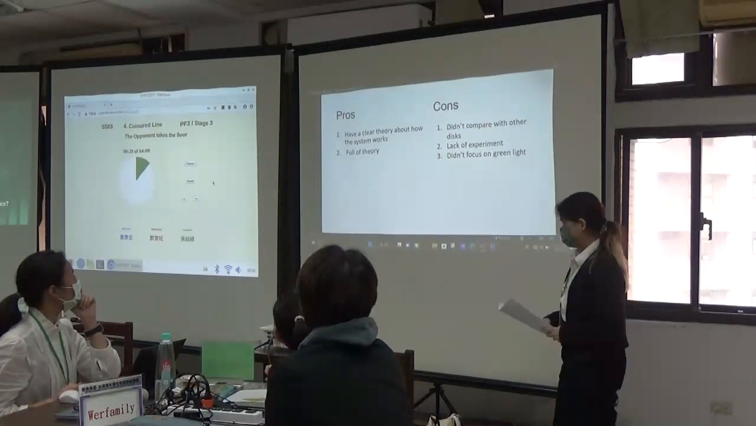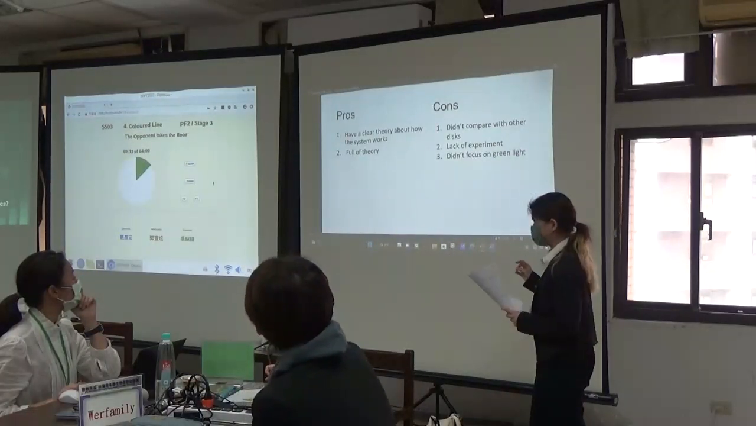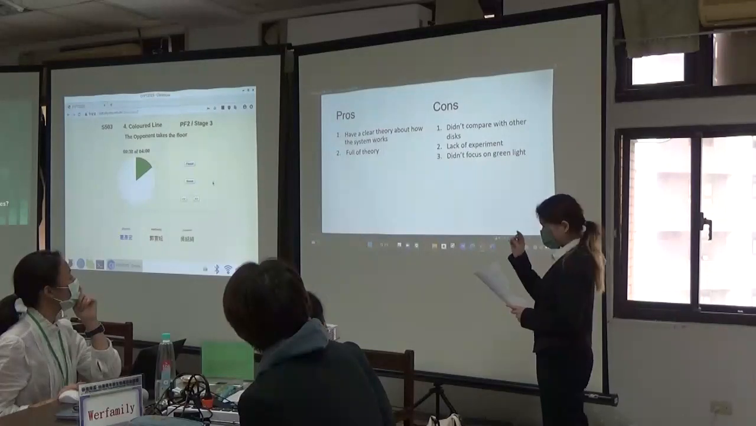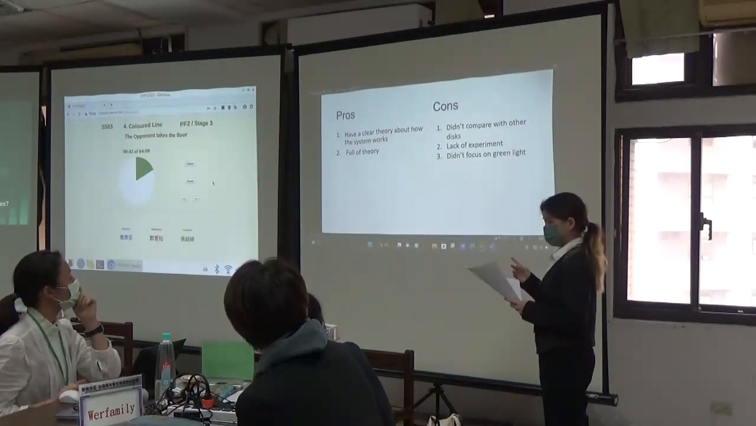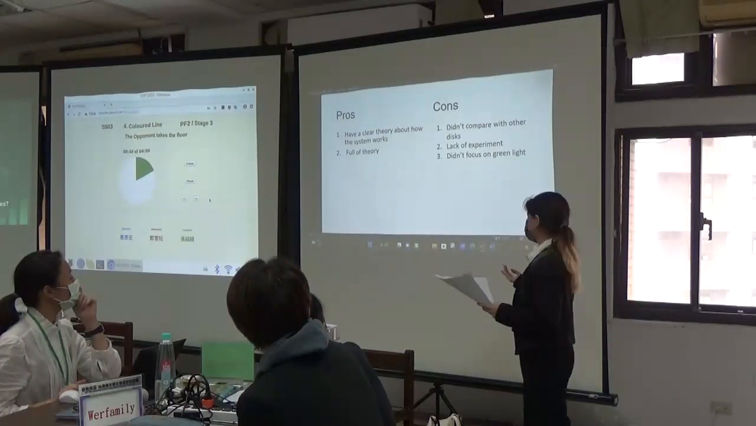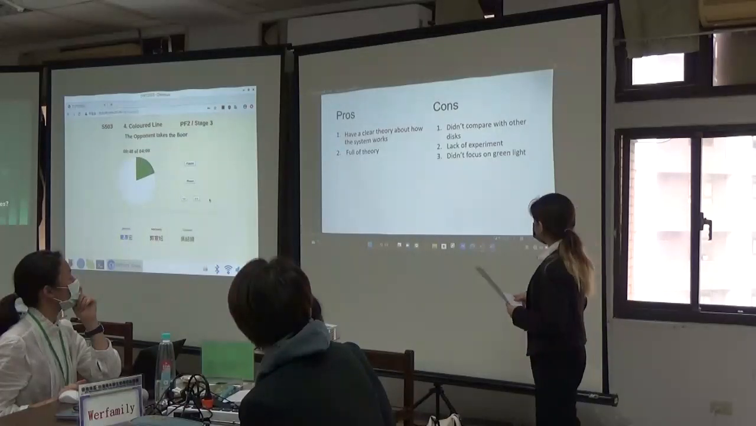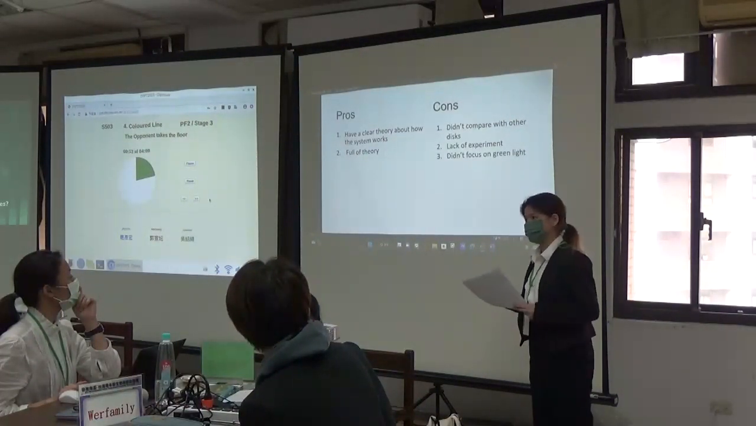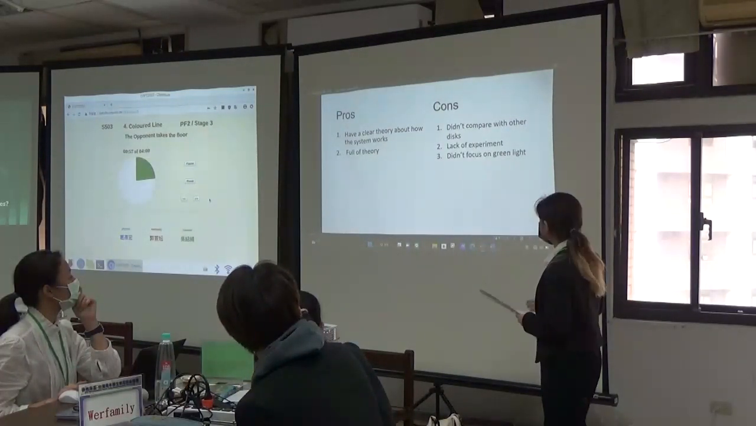As the reporter's pros, they have a very clear theory about how the system works. But they only use one disk. They didn't compare with other disks. Maybe different disks have different phenomena, and in the experiment they didn't focus on green light. I have some more pros I want to say. They predict the experiment, and I think it's good.